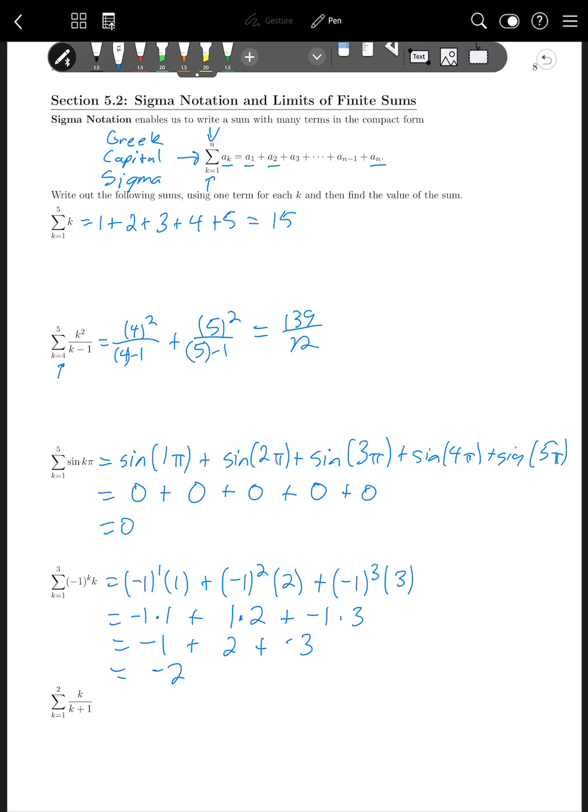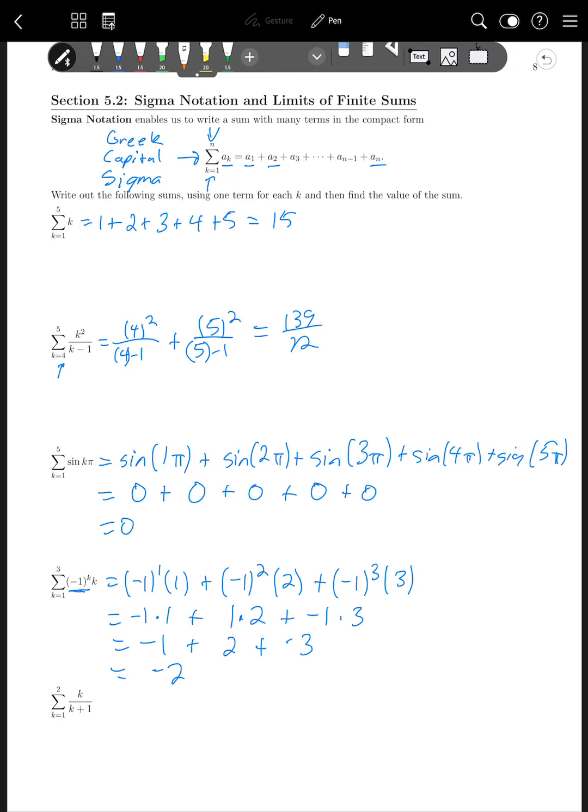Okay, so one really important thing to notice here is I alternated signs. And the part of this problem that does that is the negative 1 to the power part. So when you are doing a problem and you want to alternate signs, this term, negative 1 to the k, is how you can do that factor.